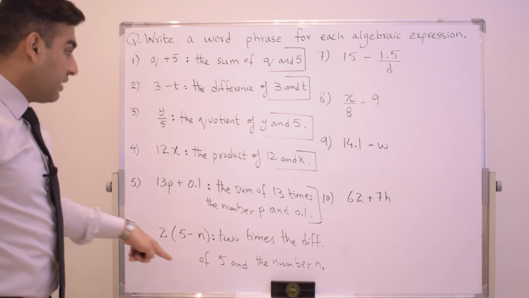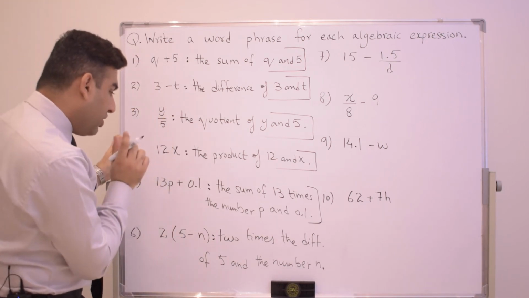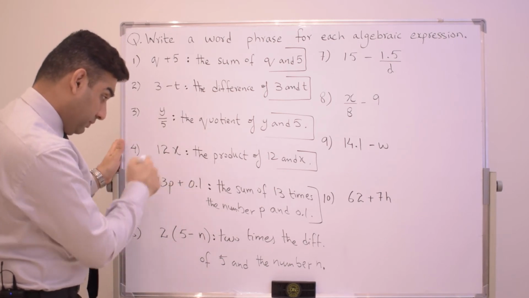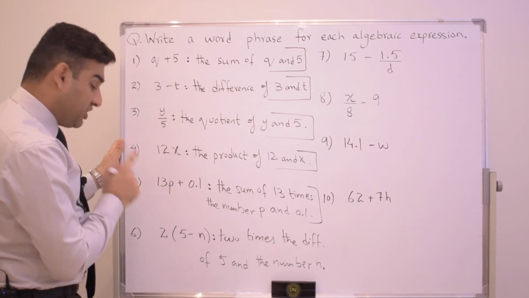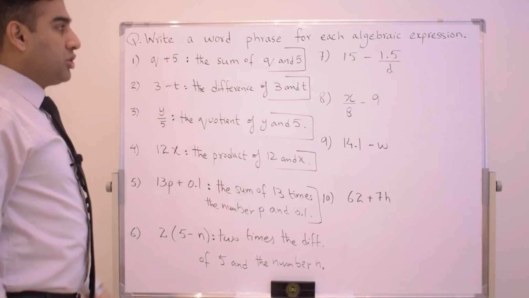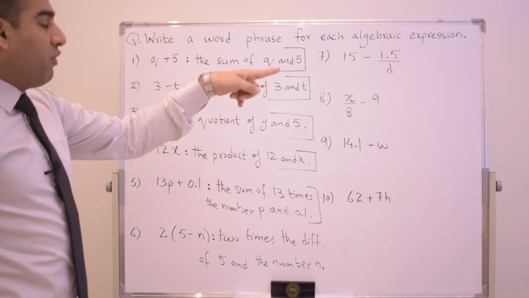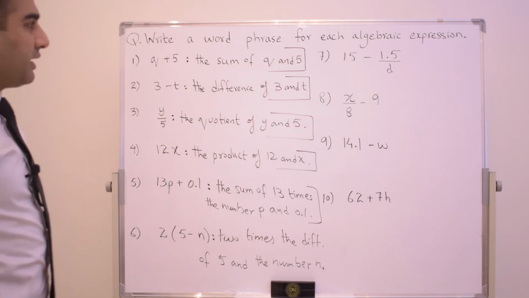So I hope you understand. This is simple. You have to go deep in the expression and see what operations are there. Have a look at question number 7. 15 minus 1.5 over d. How can we write it?